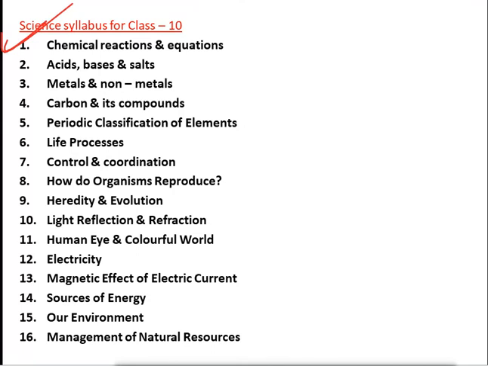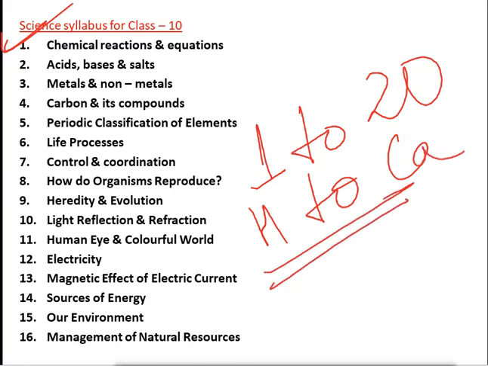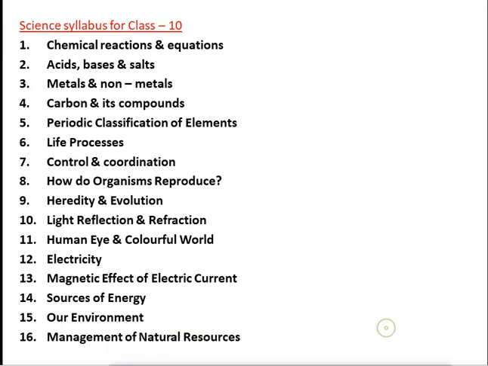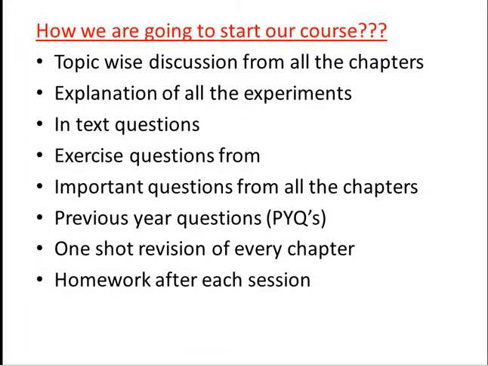It will be easy for you to start with the chemistry section. And it is necessary that at least you should learn the symbols of elements 1 to 20, that is from hydrogen to calcium. You should learn the symbols of these elements so that it will be very easy for you to do your chemistry section and you can score very good marks in the exam. So that's all. That is the syllabus, and these are the things which we have to cover in the course.